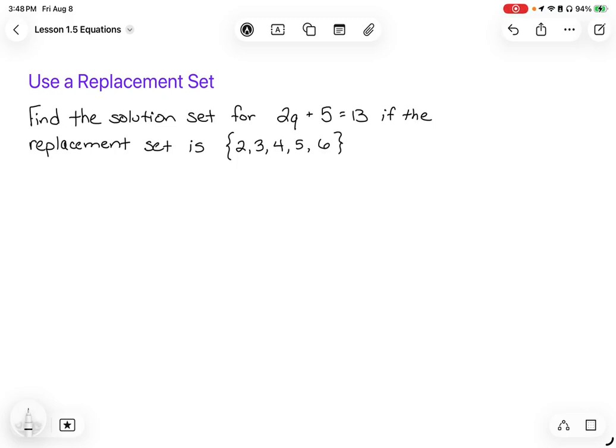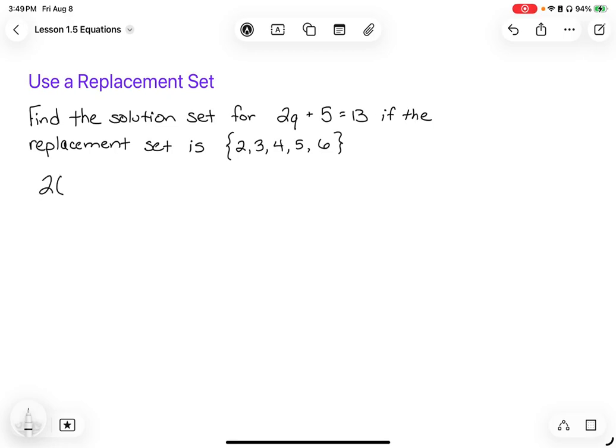All a replacement set means is that we're going to replace the variable in this equation, which in this case is q. We have 2q + 5 = 13. We're going to replace that q with 2, 3, 4, 5, and 6. And we're going to see which, if any, of those 5 digits create what is called a true statement, meaning whenever I replace the q with, let's say, 2, for example.